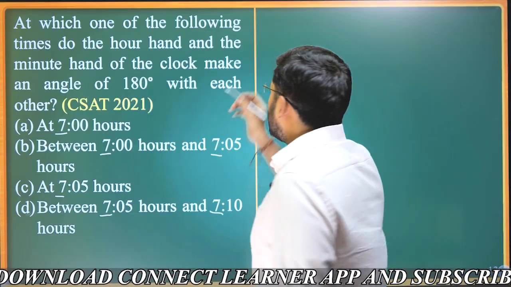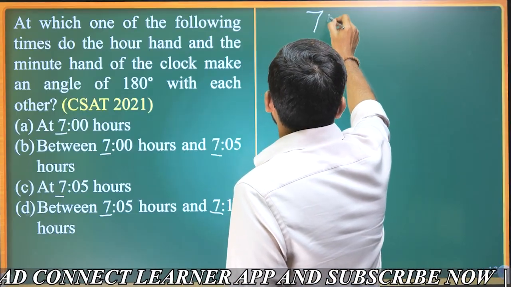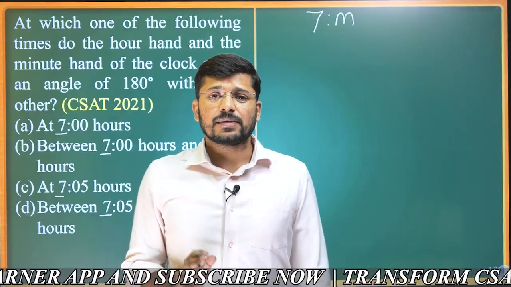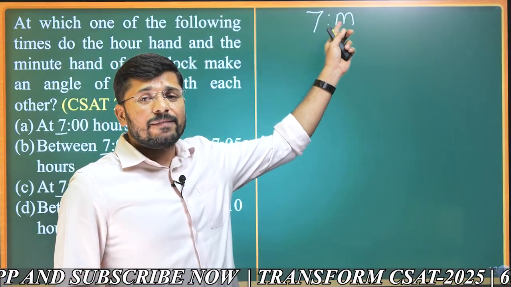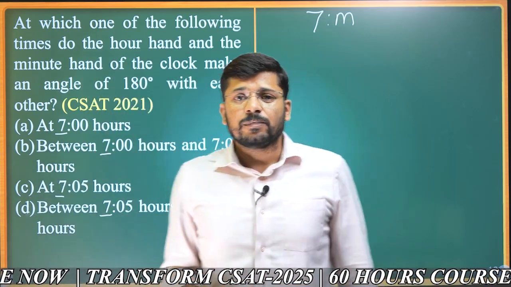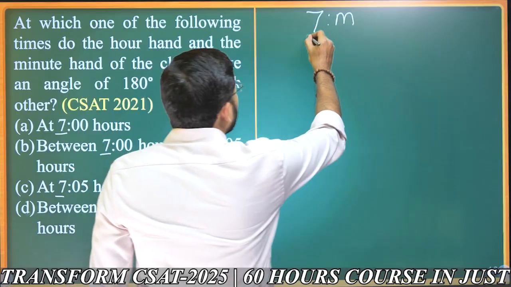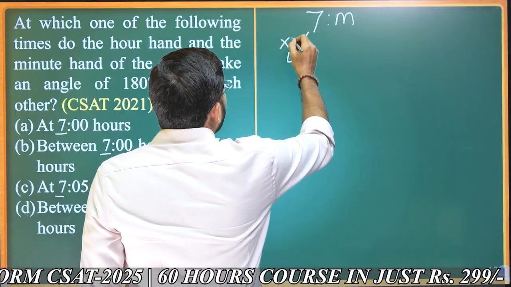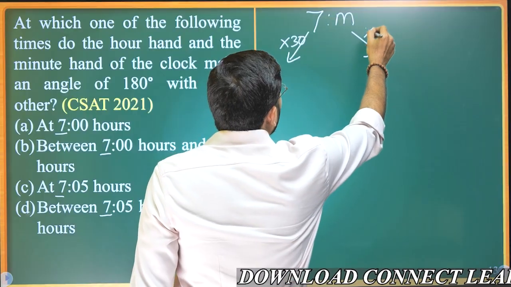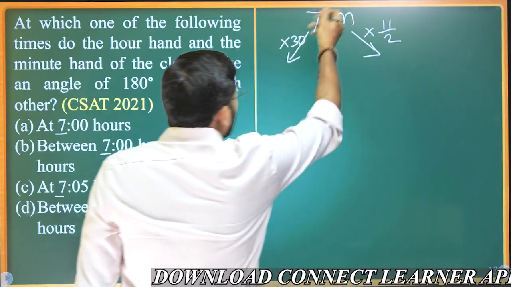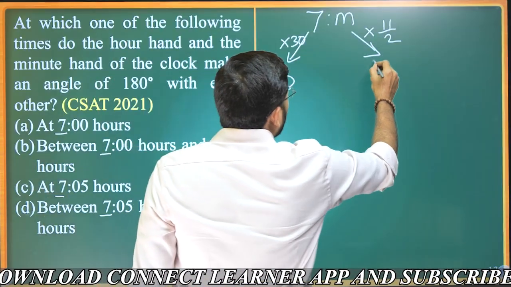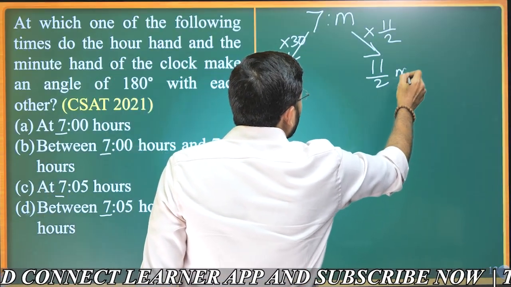So to use the same method, the time must be 7 o'clock, right? When that phenomenon happens, the time must be 7 o'clock, and if we find out the value of m, then we will get the answer. Now we need to use the method that we use for finding the angle between the hands. We will multiply with 30 and we will multiply this one with 11 by 2. What is 7 into 30? That would be 210. What is m into 11 by 2? That would be 11 by 2 m.